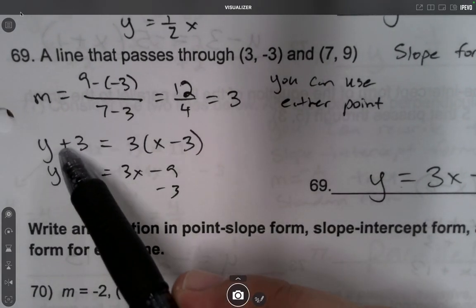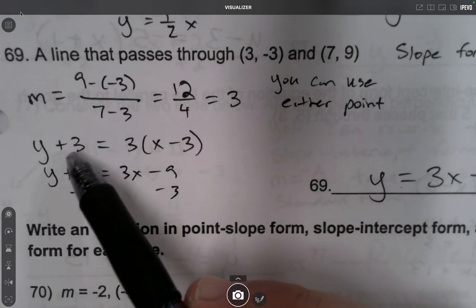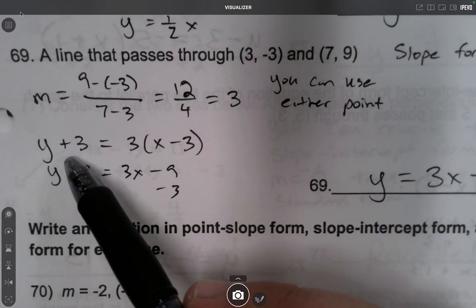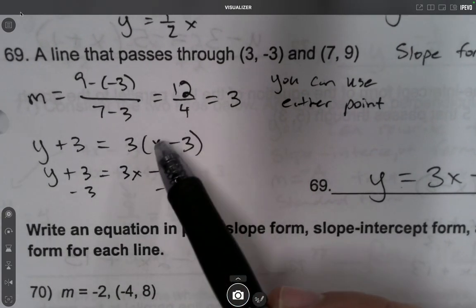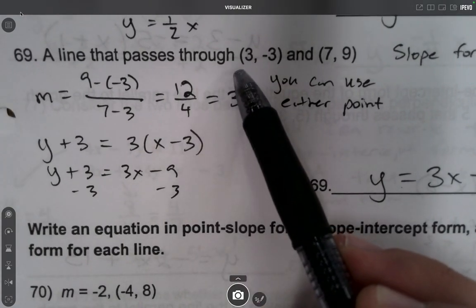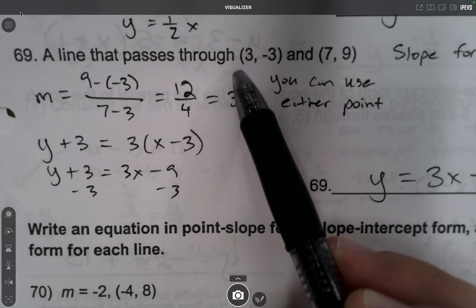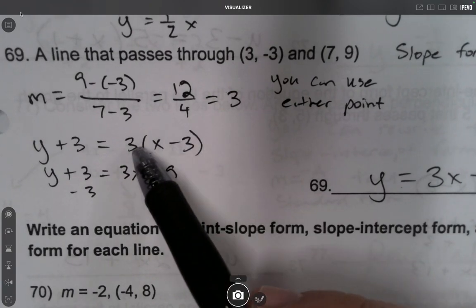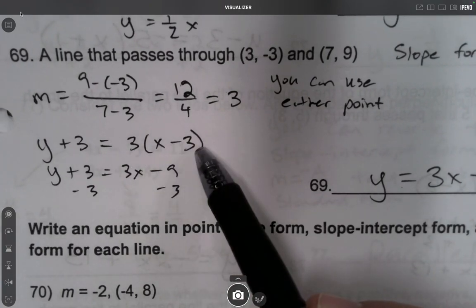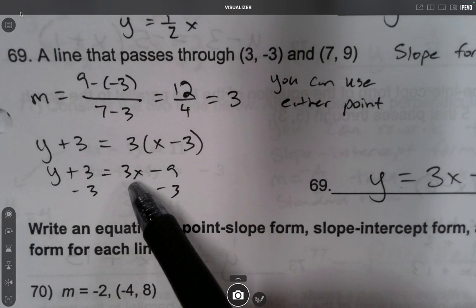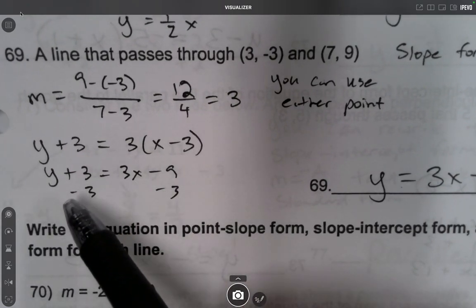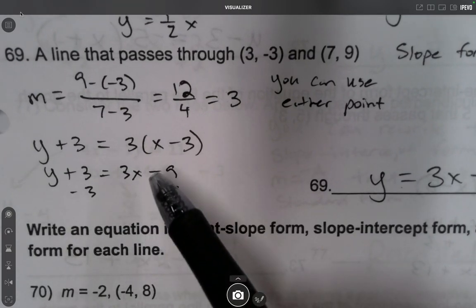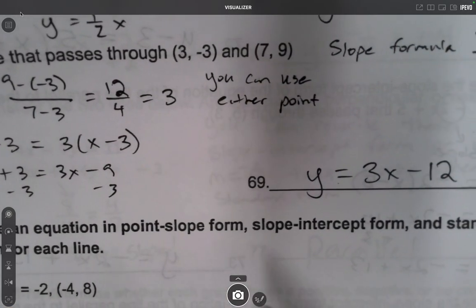So we do y minus -3. So that's why I just wrote plus 3, because minus a negative is the same as plus a positive. Equals the slope, which is 3, we just found that, times x minus the x value, which is 3. Same two steps as before. We distribute the 3. 3 times x, 3 times 3. Then to get the y by itself, we'll subtract 3 from both sides. Negative 9 minus 3 is negative 12.